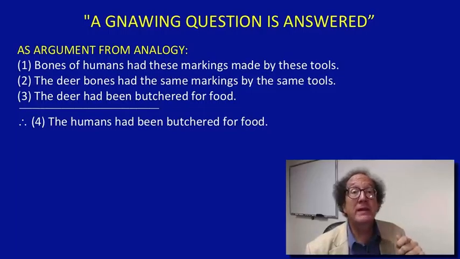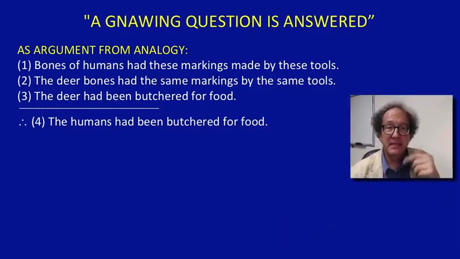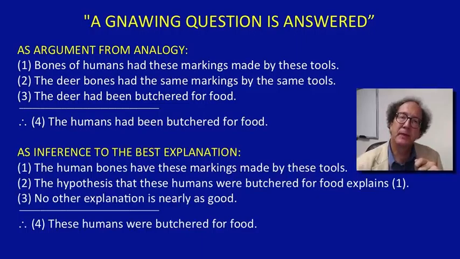But you can also reconstruct the argument as an inference to the best explanation. The bones of the humans had these markings on them and were in this location. How do you explain that? The best explanation of why they have these particular kinds of markings is that they were cut up for food. Therefore, the humans were probably cut up for food as well.